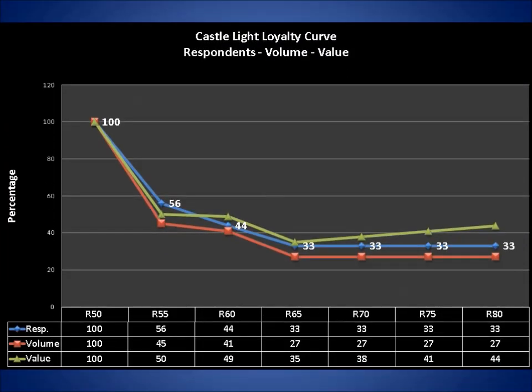Compare that with Castle Lite. Castle Lite has quite a drop from 50 Rand to 55 Rand price increase. Thereafter, not as much as Heineken had. In fact, when it gets to about 65 Rand a carry pack, it stabilizes with 33% of the respondents remaining loyal up to 80 Rand, they say, which means our volume remains static, still a slightly lighter user, but the value will go up because each time they pay more for the volume that they buy.